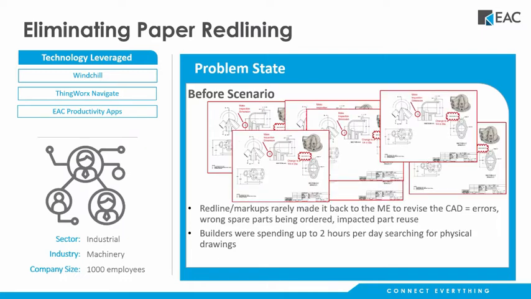And basically they would go back and forth and back and forth doing these redlining changes. Inevitably something would get lost in the process. So they would have a red line, it gets missed, which means the wrong part is shipped, which means the customer is unhappy. So this was a lot of time. It was a very manual process. It was paper heavy. It was very cumbersome for them.